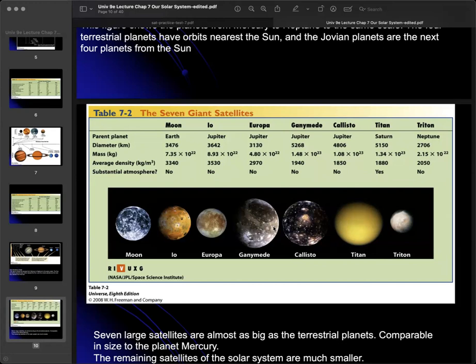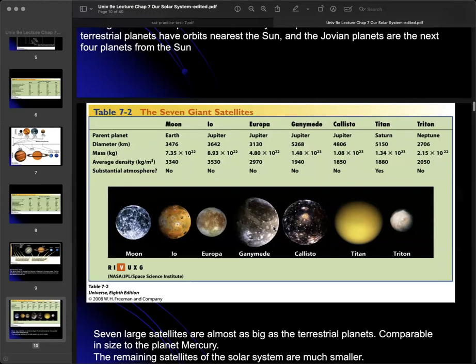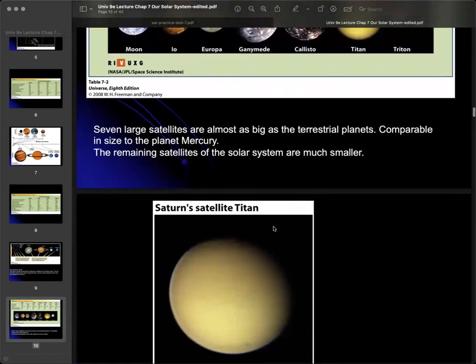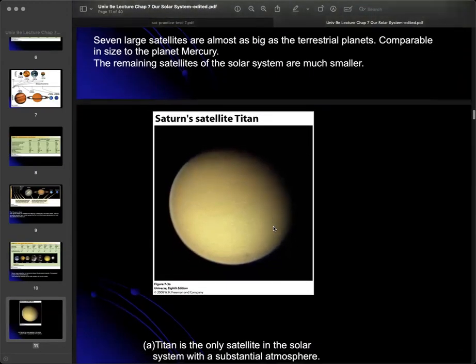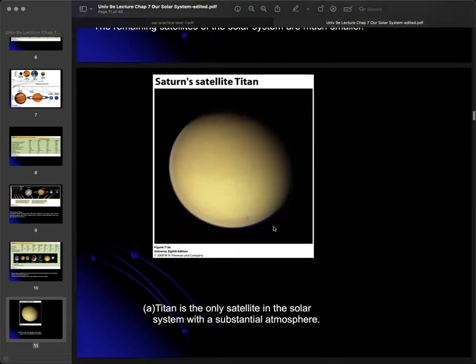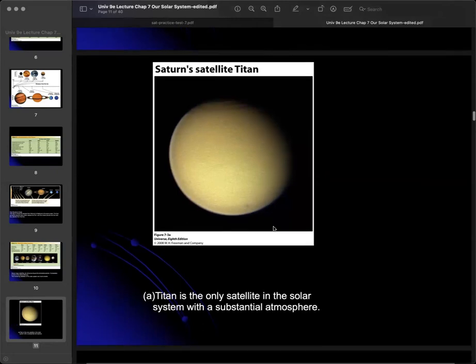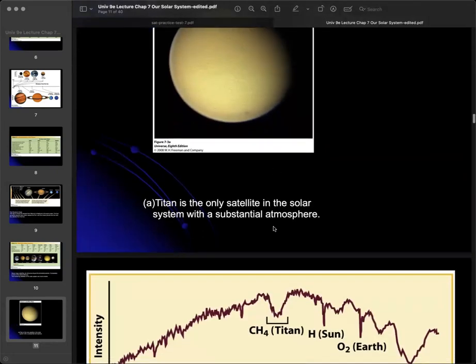Substantial atmosphere. There is only one moon which has somewhat of an atmosphere, and that is Titan. Titan is the only satellite in the solar system with a substantial atmosphere. So that is one moon of interest because of having the atmosphere.